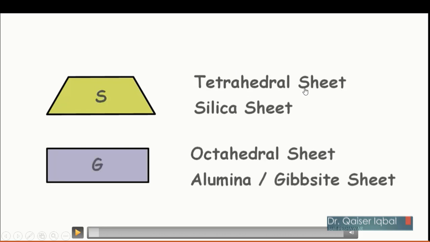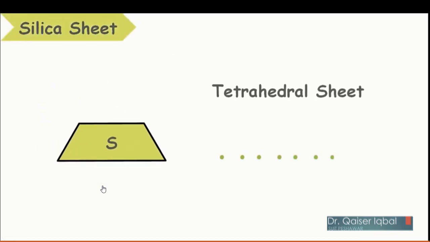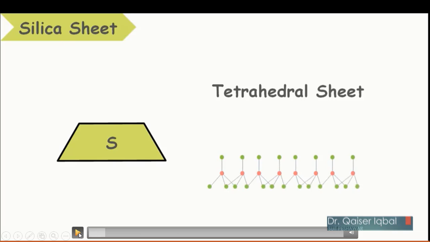So one is tetrahedral sheet or silica sheet, okay, or silica tetrahedral sheet, and another is gibbsite sheet, which is octahedral sheet, or alumina or gibbsite sheet. Okay, so this is represented as this shape, silica sheet, and gibbsite sheet will be represented by this shape and the onward animation. Okay, so usually the clay will be made of those two types of the sheets. Okay, so first discussing the silica sheet.